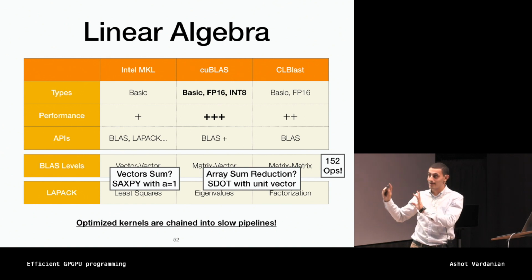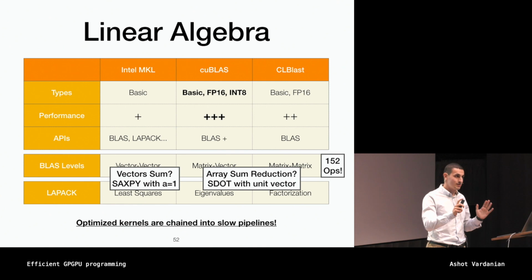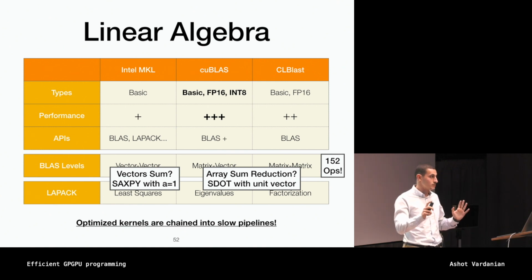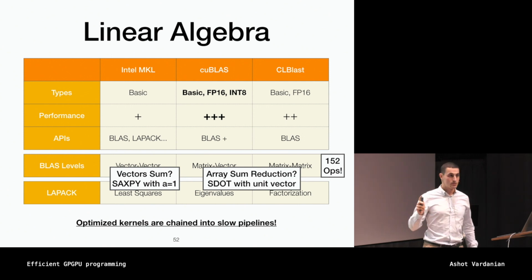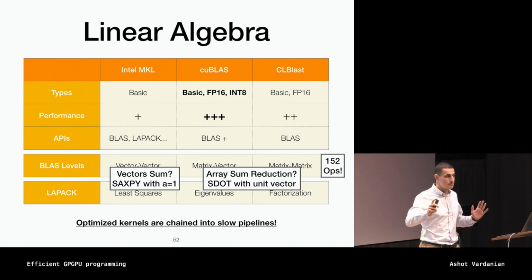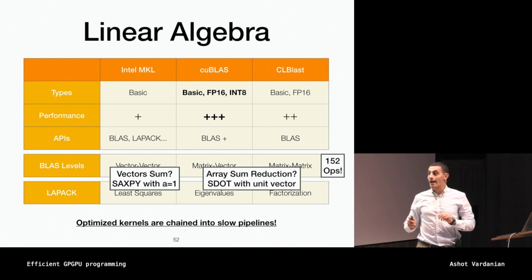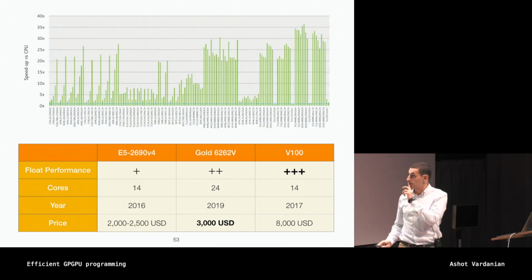But another problem that I will mention here is that even though every single kernel and every single function implementation in those packages is generally very well optimized for specific hardware, taking those fast kernels and chaining them together will not result in fast pipelines. And the problem here is data locality. We'll talk about this in a minute.